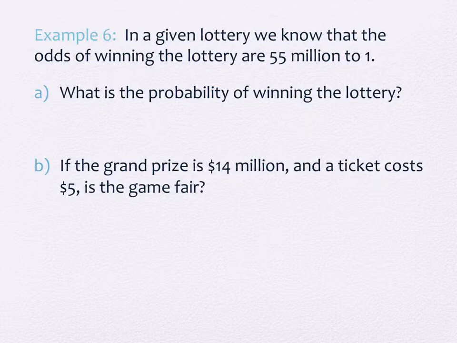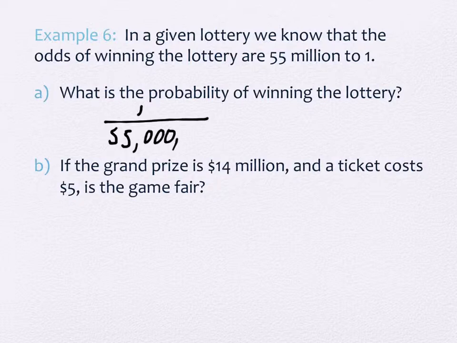In a given lottery, we know that the odds of winning the lottery are 55 million to 1. So they're giving us that information on this particular lottery. If the odds are 55 million to 1, what's the probability that you're going to win? 1 out of what? 55 million and 1. This is a little bit tricky because the number is given to us with the word million after it. So this would actually be 55,000,001. Don't get carried away and tell me 56 million.